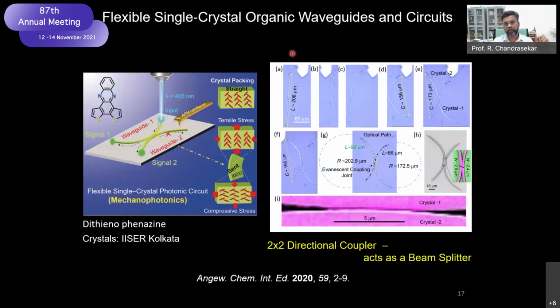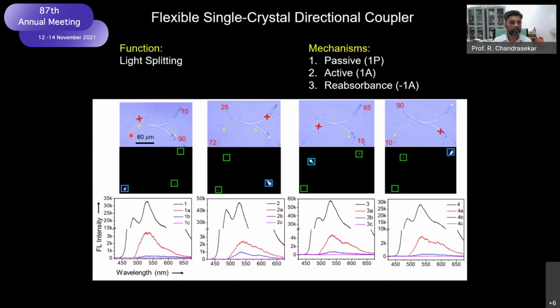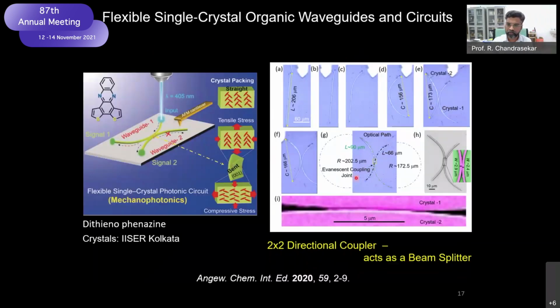So here we use optical waveguides to create this kind of 2x2 directional coupler, which is acting as a beam splitter. A beam splitter is one which splits the light signal into two beams at a 90-degree angle. So exactly this is what is happening here, but the angle is different. And if you look at here, this directional coupler has different optical path lengths, and one of the path lengths is shown here. This is 66 micron. The other one is 90 micron.